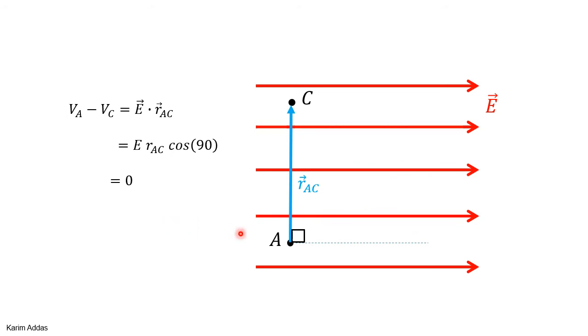If you take point C to be perpendicular, you go from point A to point C like this, then using that formula, VA minus VC is E dotted into the vector between A and C. But now the angle between the electric field and the vector RAC is 90 degrees. And so you get 0, which is exactly what we expect. Remember, when you move perpendicular to the electric field, there's no difference in potential between any of these points. So the potential at A minus the potential at C is 0. They have the same value of potential. VA is equal to VC.